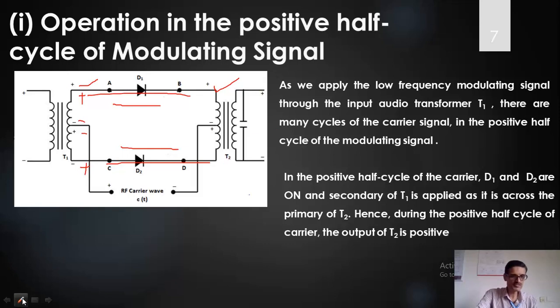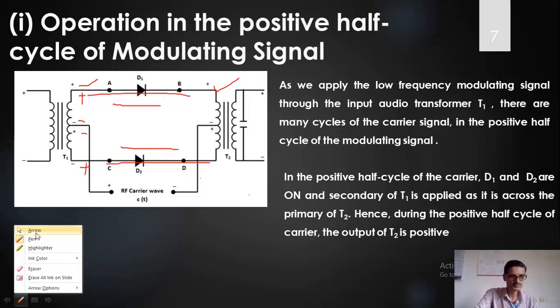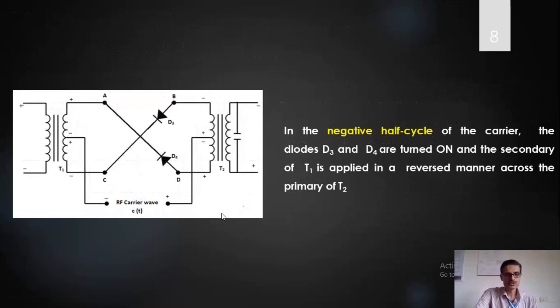Now during the negative half cycle of the message signal, what happens? That we'll understand now. During this portion of the signal, again diodes D1 and D2 act like an open switch. This and this will be short circuited. D3 and D4 will conduct, and because of that, transformer T1 is connected to transformer T2 in the opposite direction. That is a cross connection.